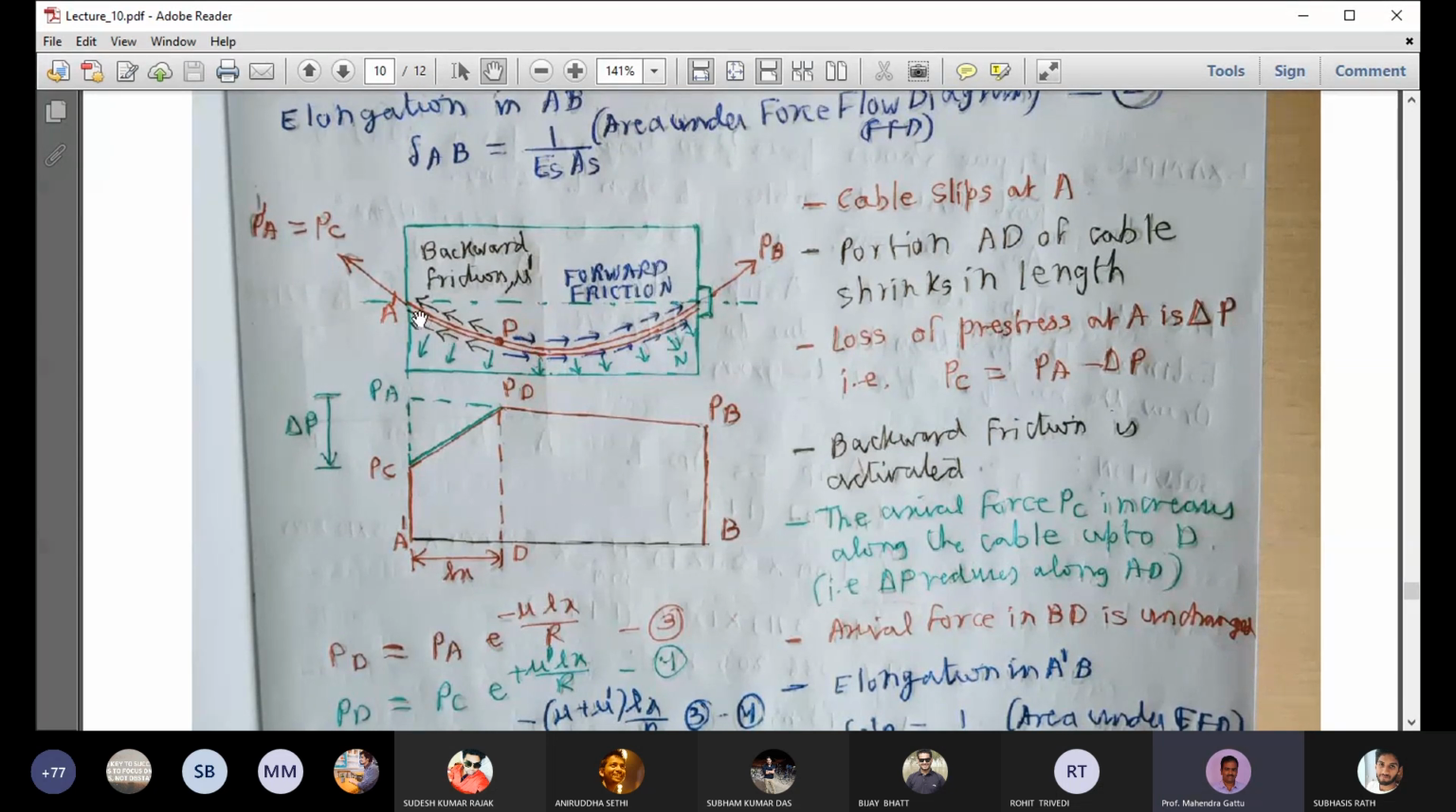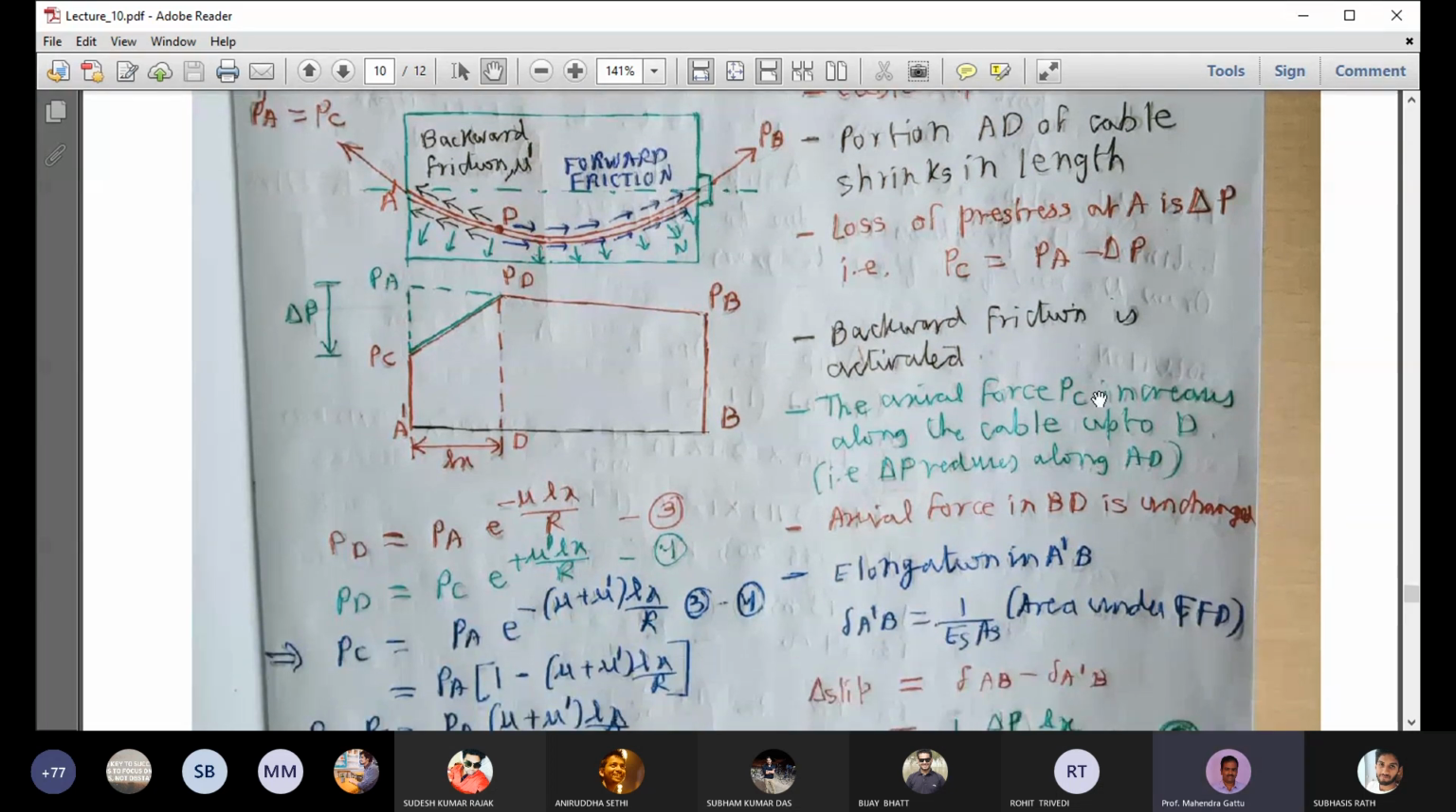So the main thing is the cable will slip between A to D in the rightward direction, and there is a backward friction being developed. The coefficient of friction associated with it is mu prime. And when there is this anchorage slip, there is a loss in pre-stress at point A.